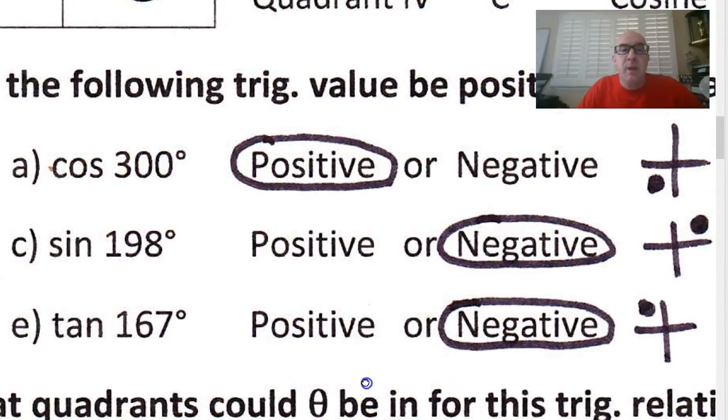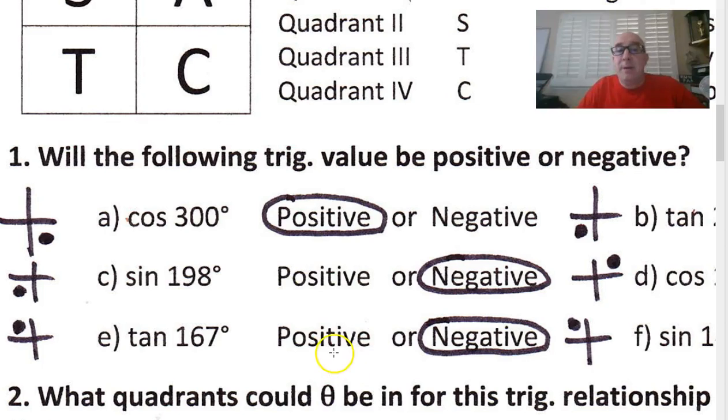There we go. So what I basically did is right beside it, I made a little quadrant picture and just figured out what quadrant I was in. So in the first one I was in quadrant 4, and cosine is positive there. 198 is in quadrant 3, and sine is negative there. And in this case, 167 puts me in quadrant 2, which is where only sine would be positive, so we get a negative answer there.